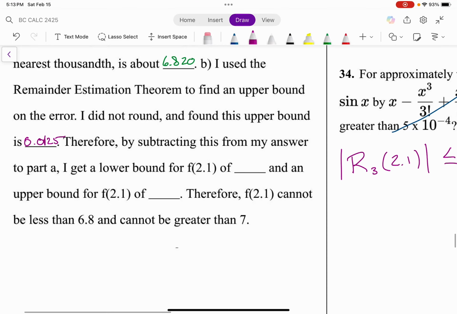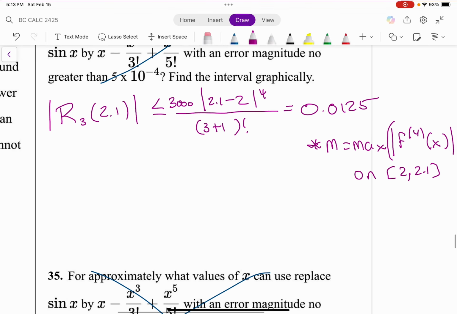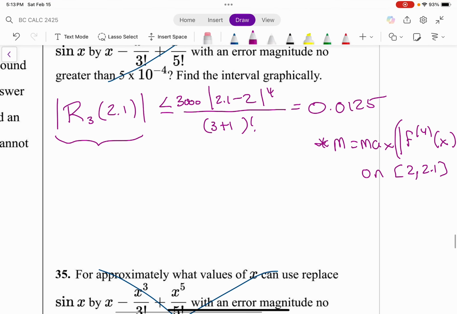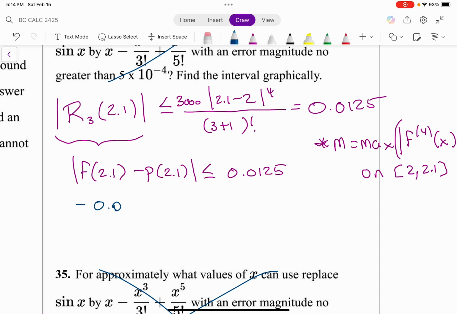So the idea here now is this is one way of notating the error, but it's also the true value minus our approximation in absolute value. And what we just learned is that that's less than or equal to 0.0125. And so when you have an absolute value like this, you can always turn it into a double inequality like this.